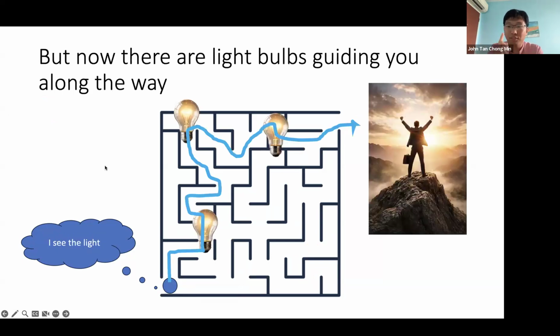Oh, but what if I change the maze a bit? Instead of just giving you some reward at the end of the maze, I put some rewards in the middle here. You see these light bulbs here? These light bulbs are your rewards. So once you are over here, you're like, hey, there's a glimmer of light here. Maybe let me investigate. Oh, I found a light bulb. Wow, I'm on the right path.